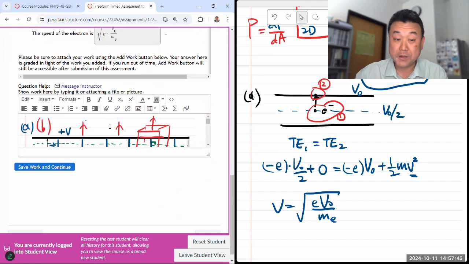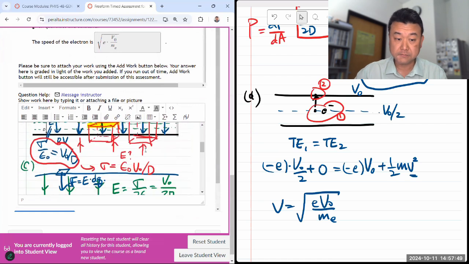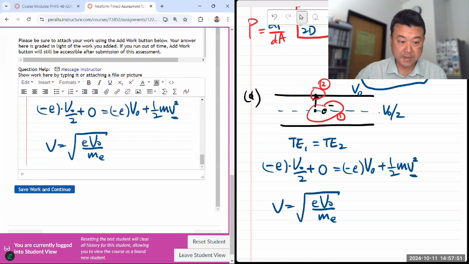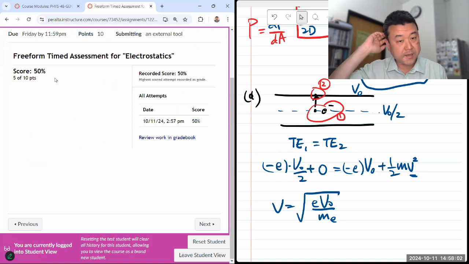But your work you can still change. In this screen you still can. Let me just save the work and continue. Now, after you get past that point, yeah, I got those auto-graded portions correct. The other 50% is manually graded.